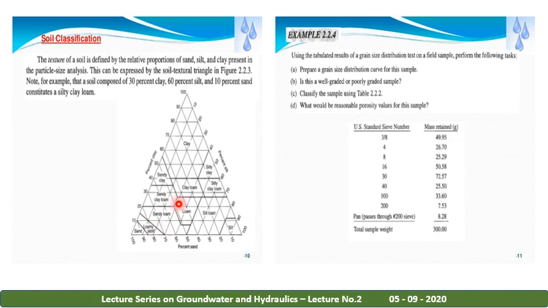Then we can have a soil classification based on texture. The texture of a soil is defined by the relative proportions of sand, silt and clay present in the particle size analysis. This can be expressed by the soil texture triangle. Here we can see this in the triangle.